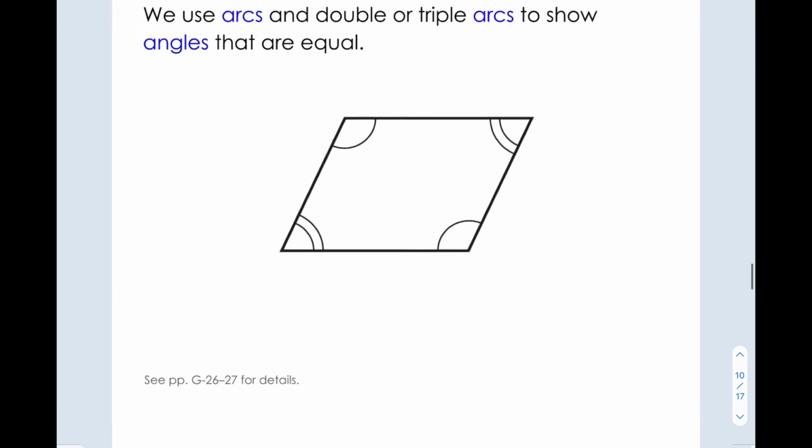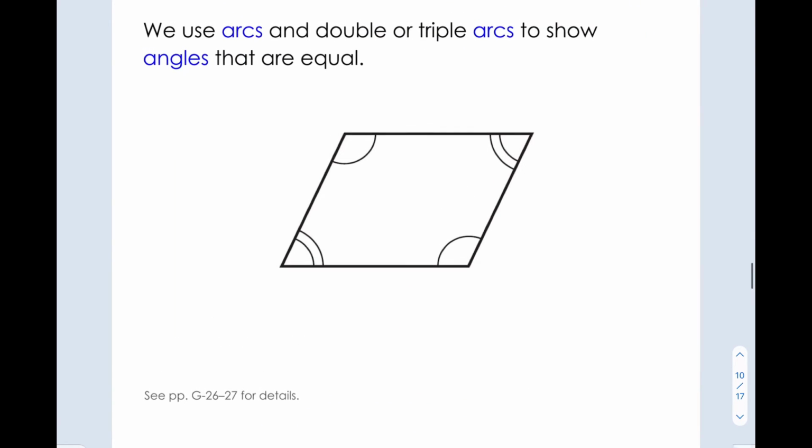Now we're going to talk about the angles. So we use these arcs, these curved hash marks, to show equal angles. An angle is kind of the distance between these two lines here and these two lines here. So you could tell that this angle and this angle are the same, and this angle and this angle are the same.